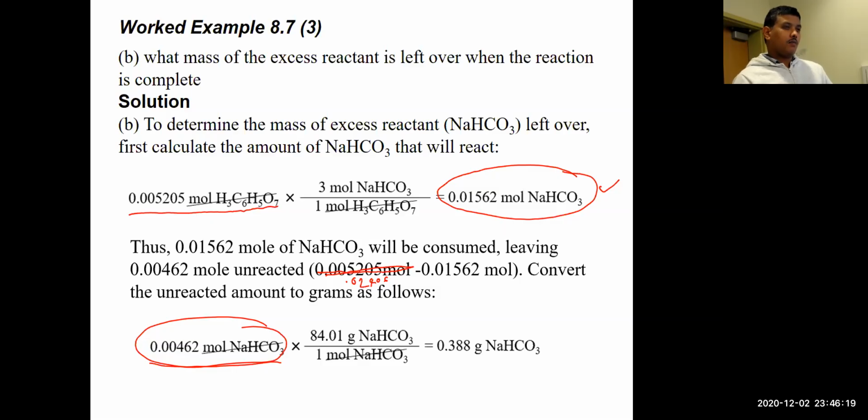Okay. Now, remember, part C is asking what is the mass of CO2 formed. You can only identify the mass of CO2 formed based on the amount of moles of limiting reactant. Now, which one is our limiting reactant? Citric acid is our limiting reactant.